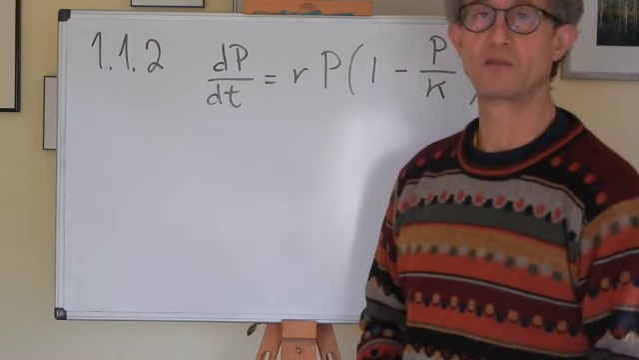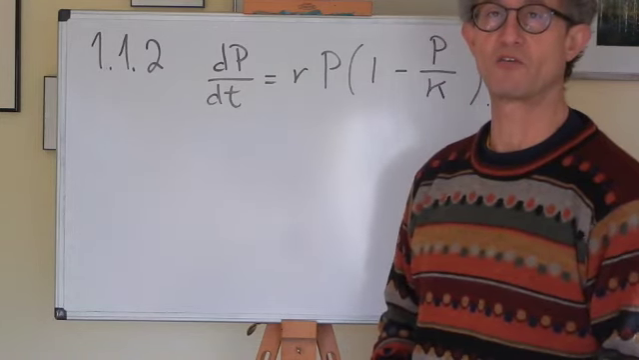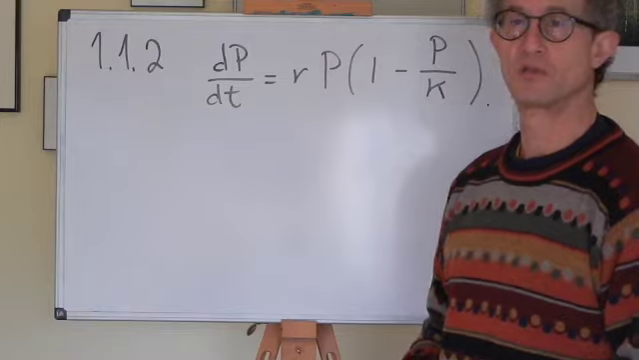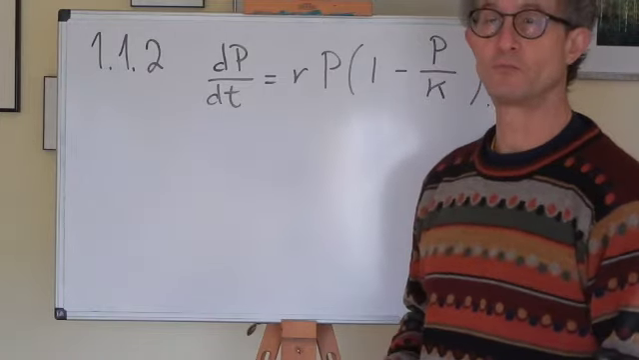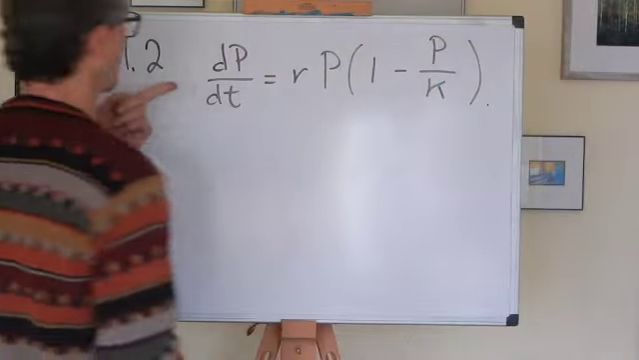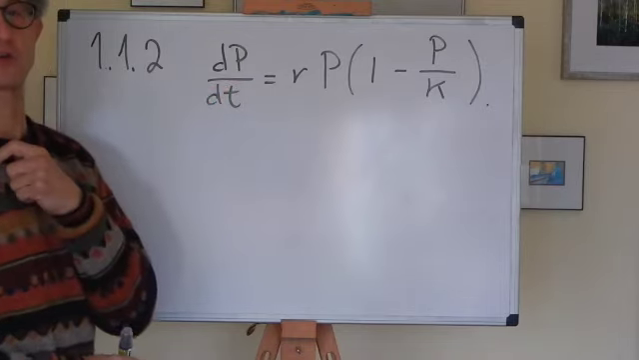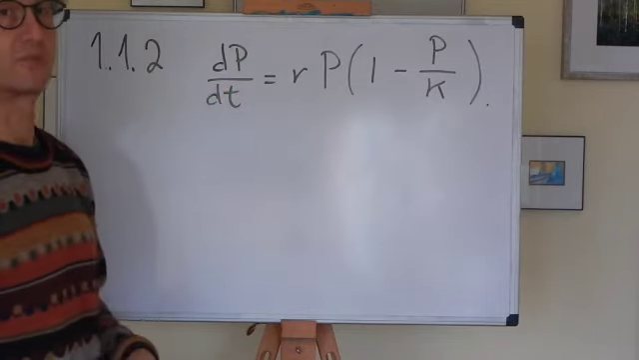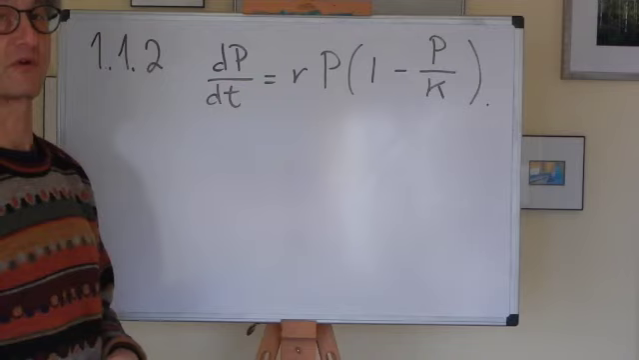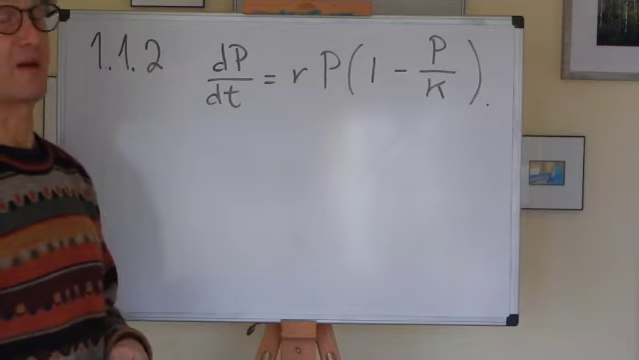Hi everybody, this is week 1 and this is our first example. This is problem 112. We're looking at this differential equation and the question is what were the dependent and independent variables and what were the parameters.